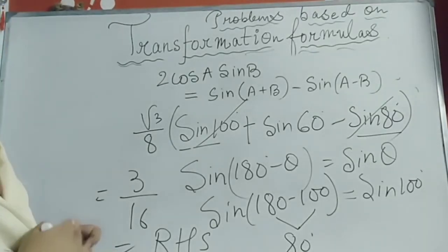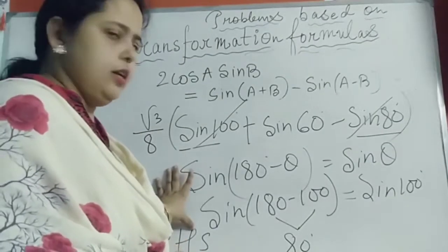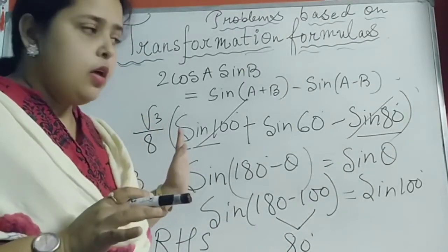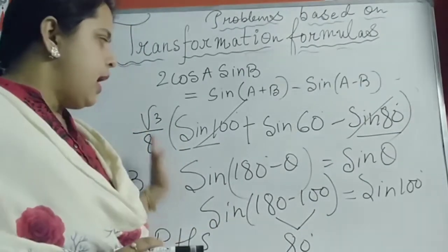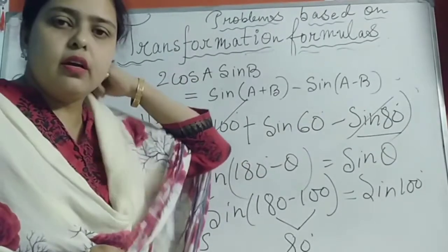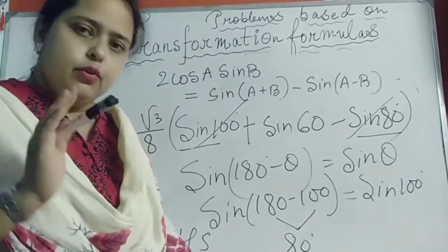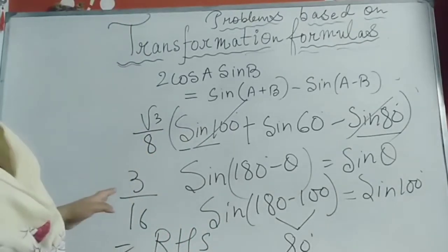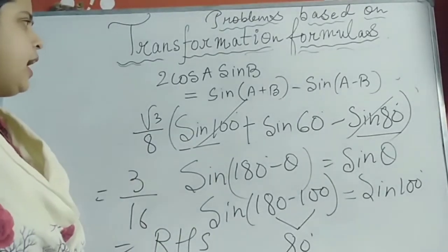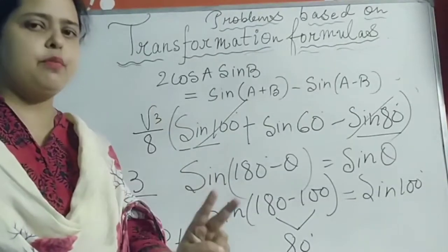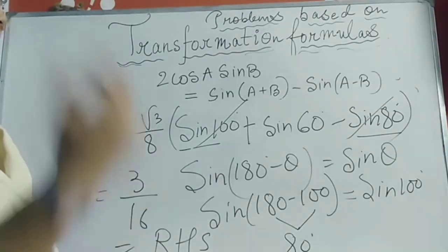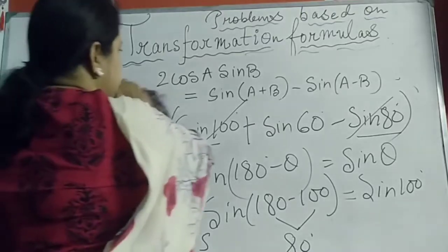Now children, you will be writing all these formulas, and the theory you're applying here to cancel down this 100-degree and 80-degree. Fine. So this is the first problem. This is the first proof we have already completed, and two transformation formulas were applied here. Isn't it? So let us move to the next problem.